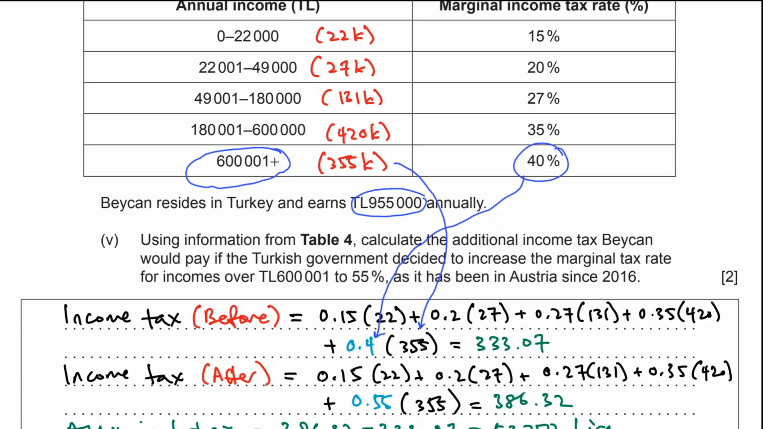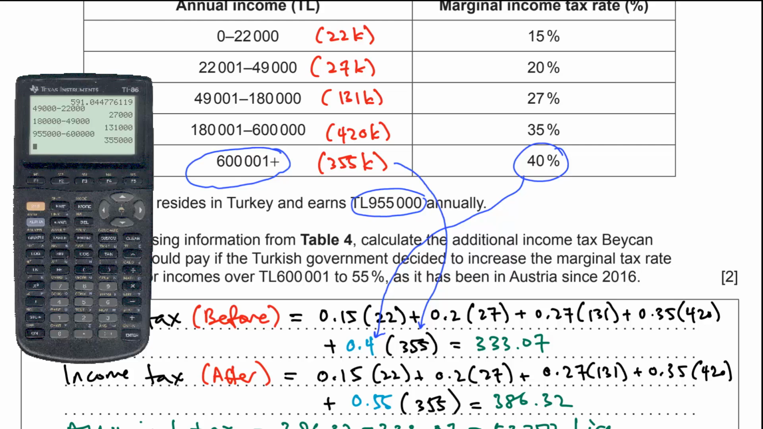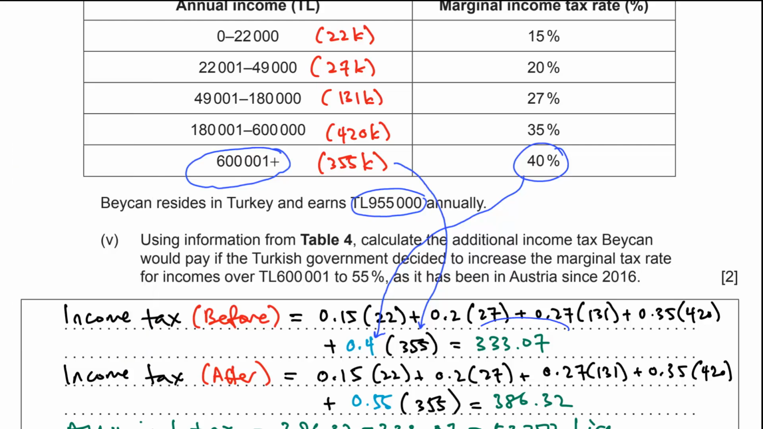And so once we input this into the calculator, for example, 0.15 times 22 plus 0.2 times 27 plus 0.27 times 131, and so on. If I were to do that calculation, we would end up with a final figure of 333.07 thousand Turkish lira that he has to pay in income taxes. Now, this is using the old tax brackets, the one where the top marginal rate over here is 40%. So the total tax before is this amount, 333.